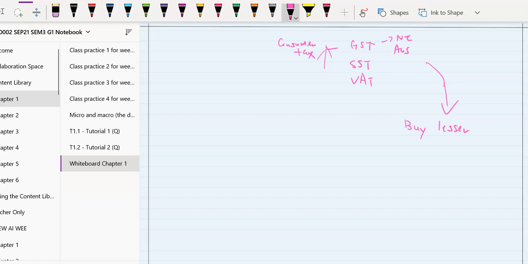Right, buy lesser, because why? Because all these GST, SST, VAT will add up to higher prices. So higher prices will lead you to buy lesser. Then only when you buy lesser, the sales drop. So you will maybe watch lesser movies.